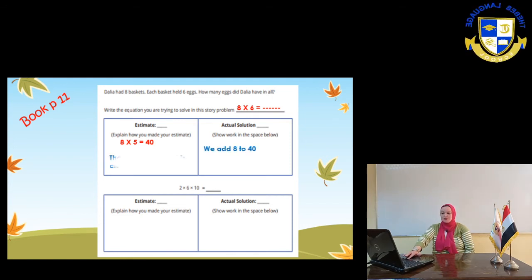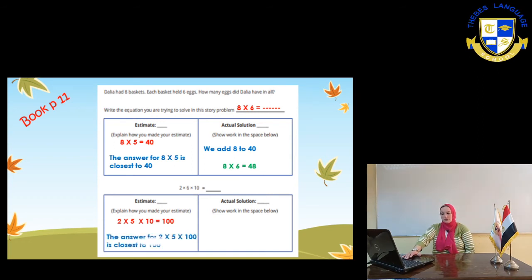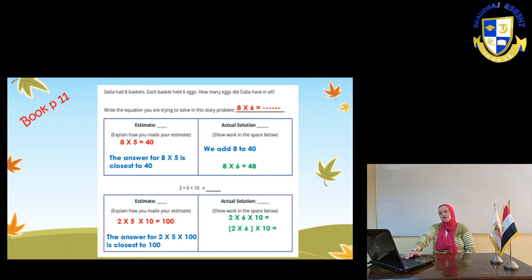The next one, 2 times 6 times 10. The estimation will be 2 times 5 times 10 because 5 is closer to 6. Okay. The result will be 100. So the answer of 2 times 6 times 10 is closest to 100. Okay. The actual solution will be 2 times 6 times 10. 2 times 6 will be 12, times 10 will be 120. This is called the associative property.